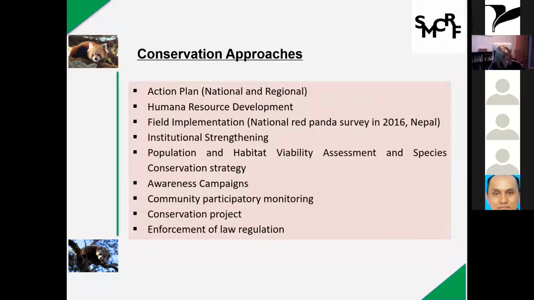There are several activities going on to protect the red panda. They build many documents like action plan, human resource development, field implementation. For instance, red panda national survey in Nepal, some institutional training, community-based monitoring, and conservation campaign, and other individual projects by different NGOs, government authorities, and their enforcement of law and regulation. These are the activities going on for conservation of red panda across the range.